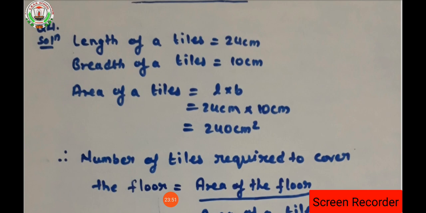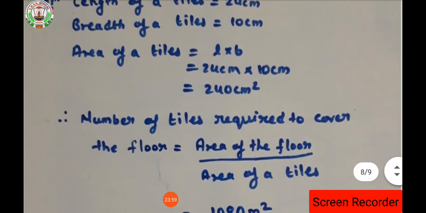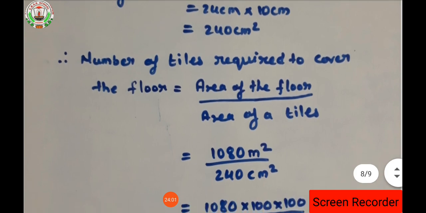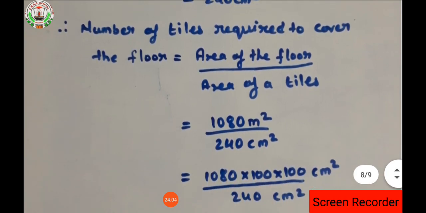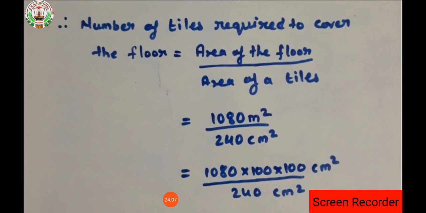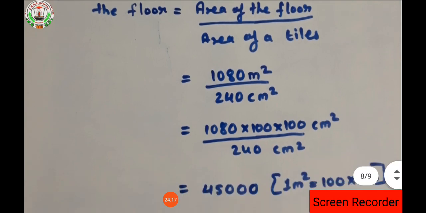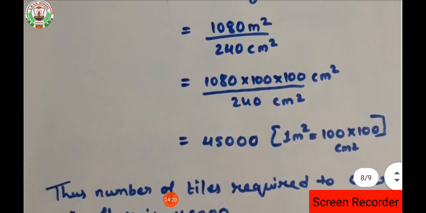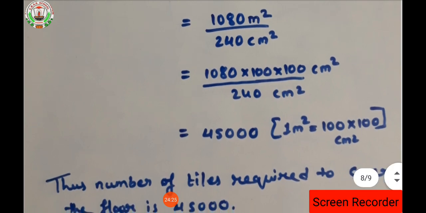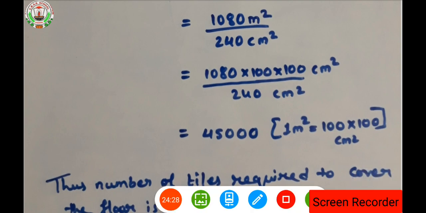So what will be the area of the tile? Multiplying 24 centimeter into 10 centimeter gives 240 centimeter square. Clear? Next, what do we have to find? The number of tiles required to cover the floor. That will be the area of the floor upon the area of one tile. The area of the floor is 1080 meter square and the area of the tile is 240 centimeter square.